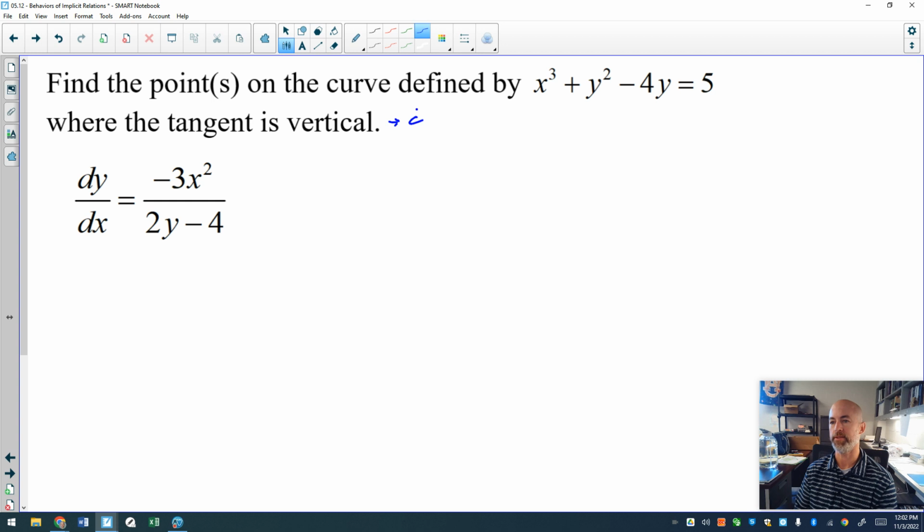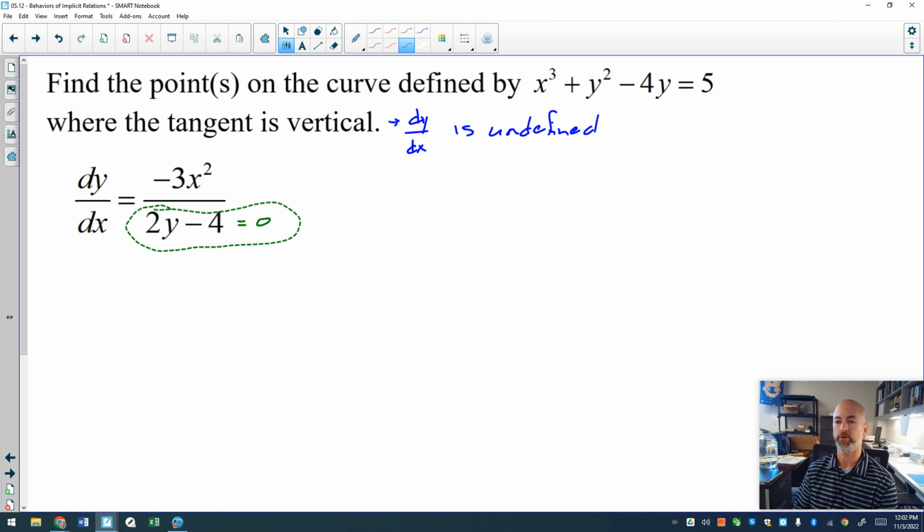What is up with my writing today? dy dx is undefined. Okay, and in this case, again, we have a fraction, so this derivative will be undefined when that denominator is equal to 0. When am I dividing by 0? That's what I'm focusing on. And that's going to happen when y is equal to 2.